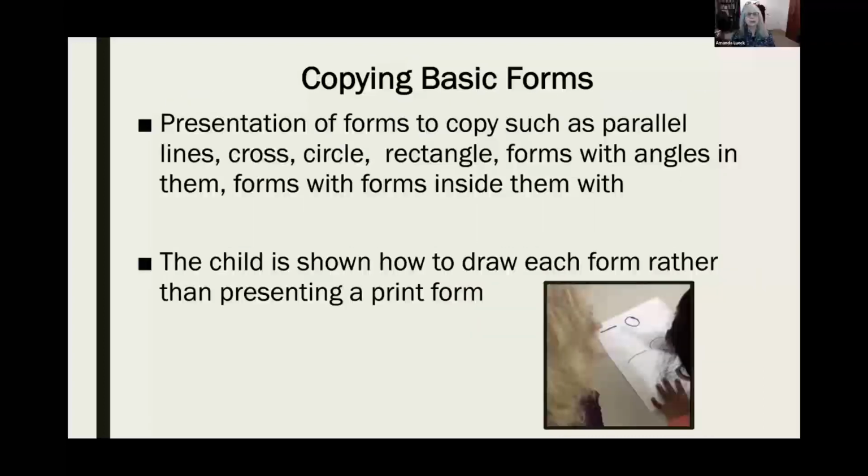Another thing to look at is the presentation of forms to copy, such as parallel lines, crosses, circles, rectangles, forms with angles in them, forms with forms inside forms. And I have a picture here where a child is shown how to draw each form rather than just presenting a completely done print form. For some children with CVI, modeling the way the form is drawn makes it easier for them to copy that form. And this is also from a lot of Dr. Lea Hyvärinen's websites.